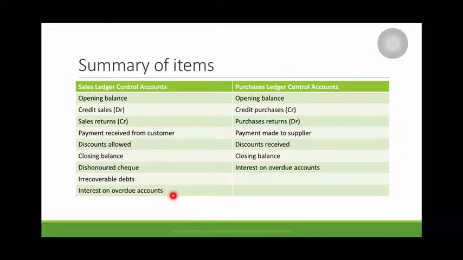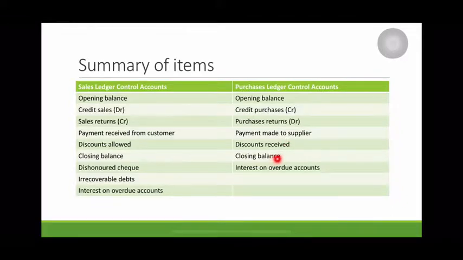Next one is interest on overdue accounts. So when your customer has late payment, you might charge them interest. So this will increase the amount they owe you, so it will be debited. In the purchases ledger as well, the first 6 items are the items that you can typically find in the purchases ledger. So the opening balance is the balance BD, credit purchases, purchases returned, payment made to supplier, and discounts received, and then you have the closing balance.